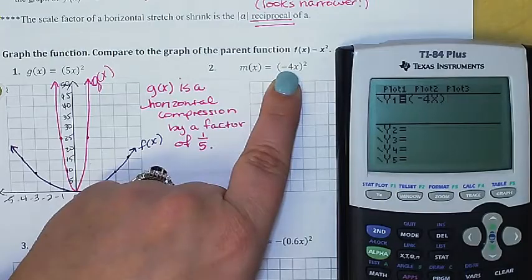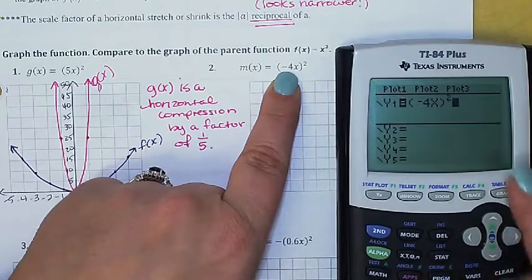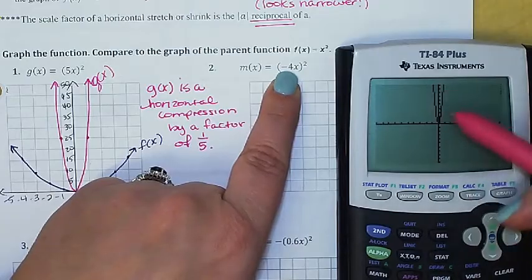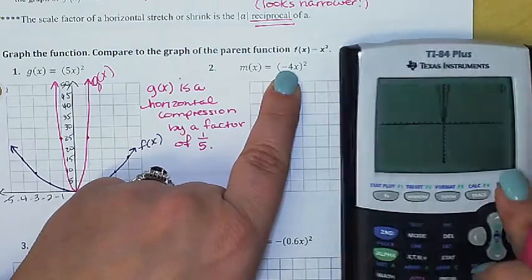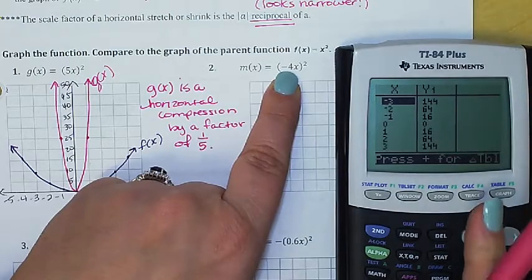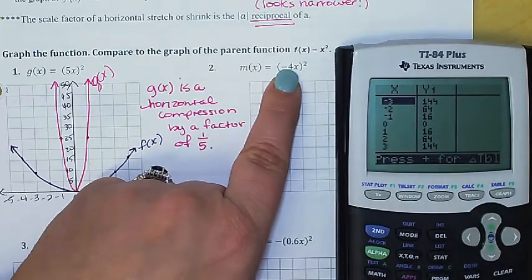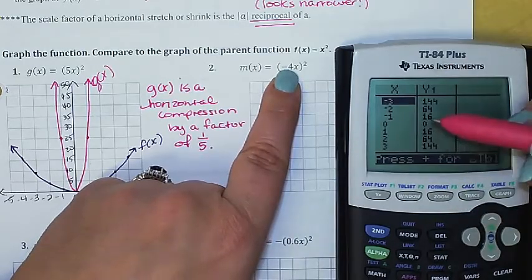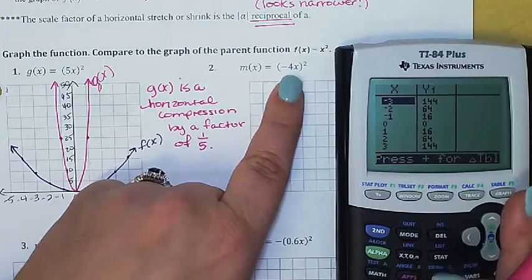If I put my negative inside of this parentheses and then I square it, you're going to notice our outputs. It's still upward, right? You can see my outputs are still positive. So that does not cause a reflection downward, because it's on the inside. That negative gets cleared when it gets squared. Okay, I don't have to worry about the negative.